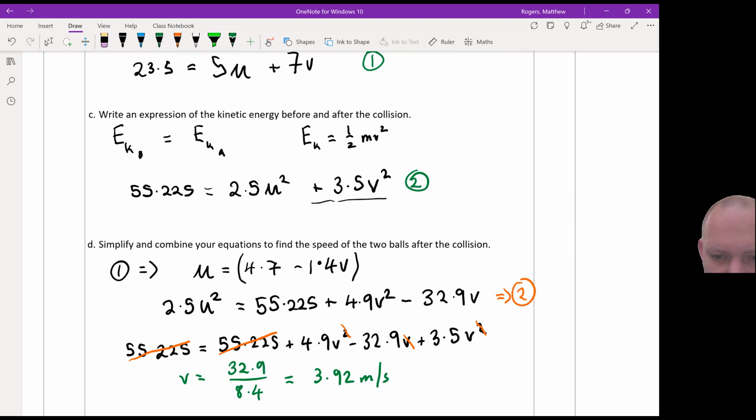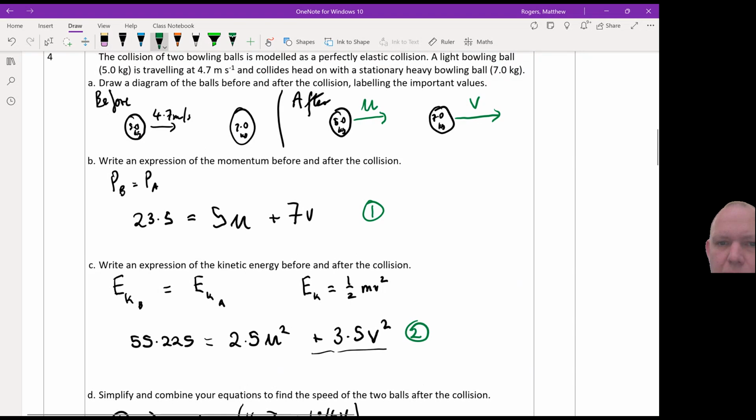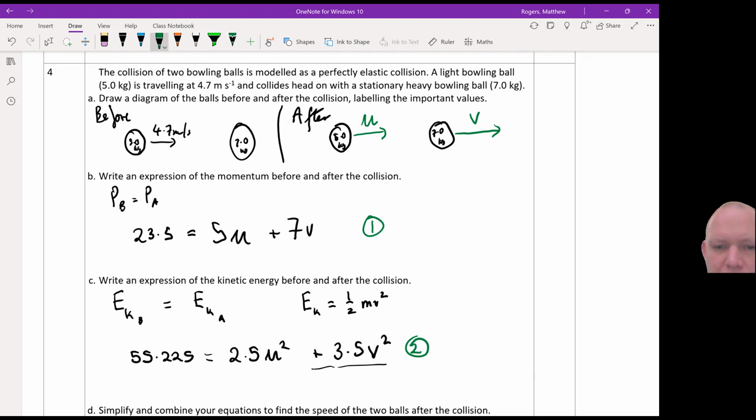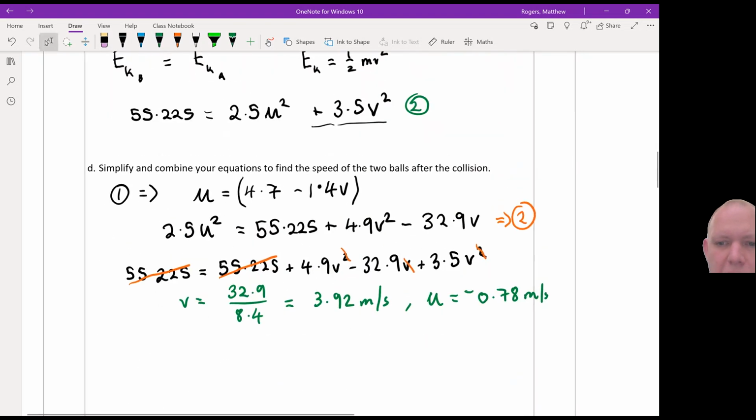We can now take that value for v and feed it back into this equation that we had to start off with to find a value for u. And our other value for u then is 4.7 minus 1.4 times this, which comes out as minus 0.78 meters per second. So as we expected, u was a negative number. The 5 kilogram ball does bounce backwards, but doing it this way means we get a negative sign at the end.